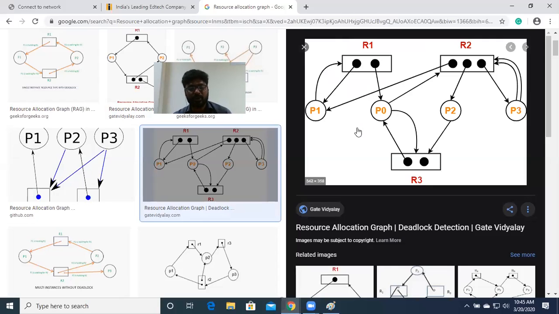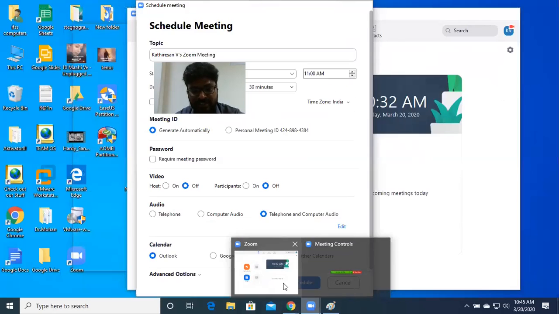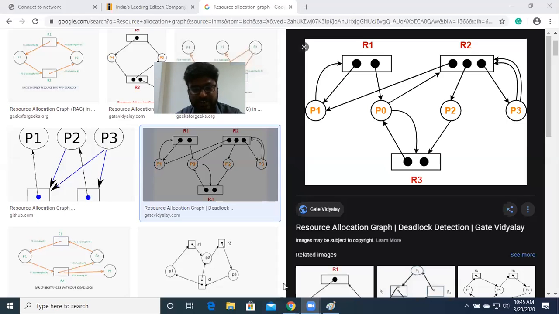Now I hope you know how to draw a resource allocation graph, how to represent it, how to deal with it, and what a resource allocation graph is, everything. I hope you are clear about that, right?